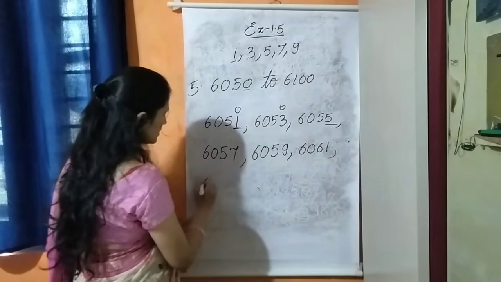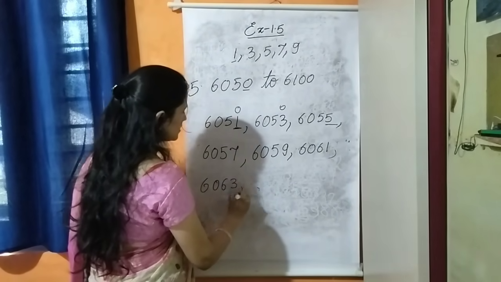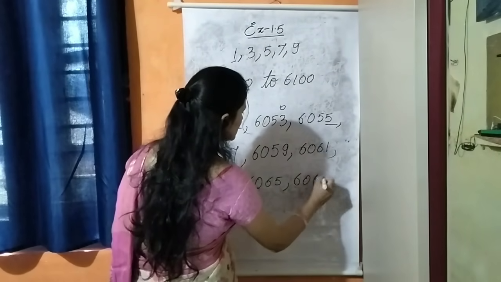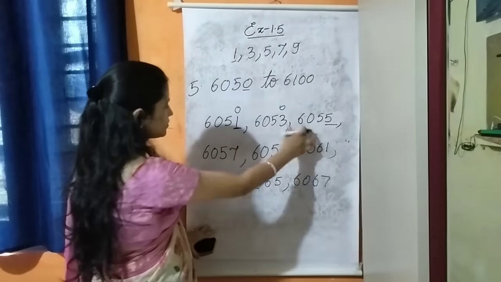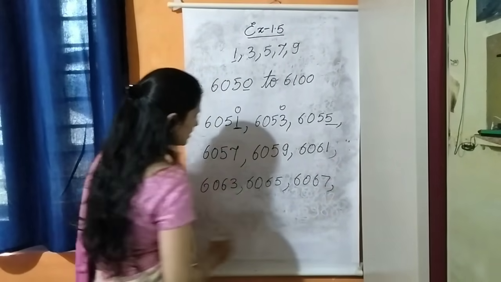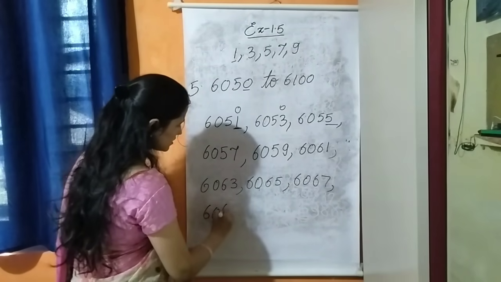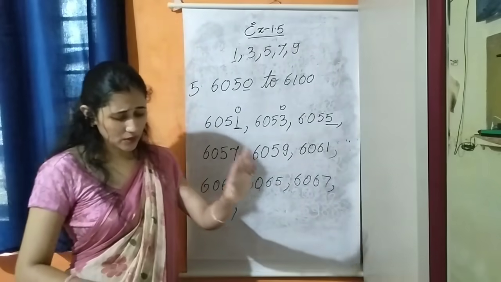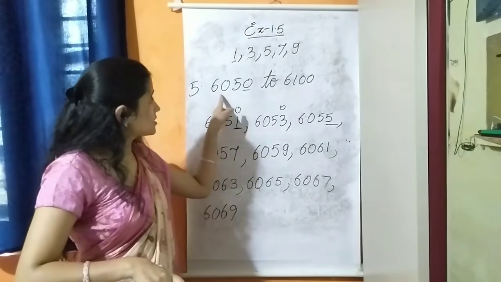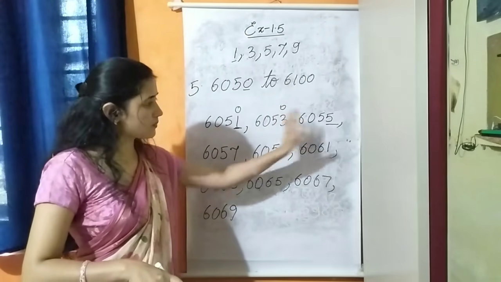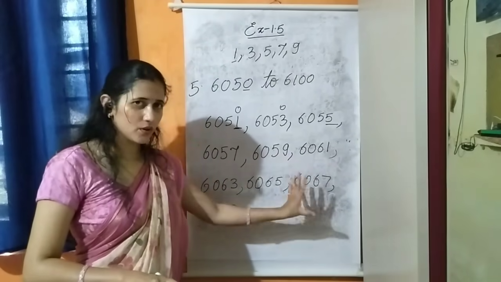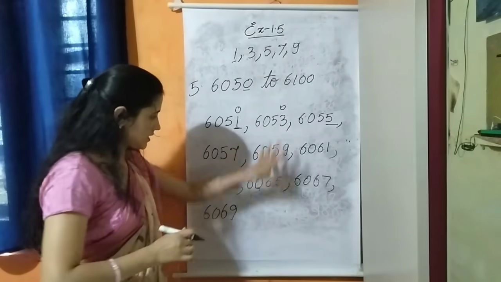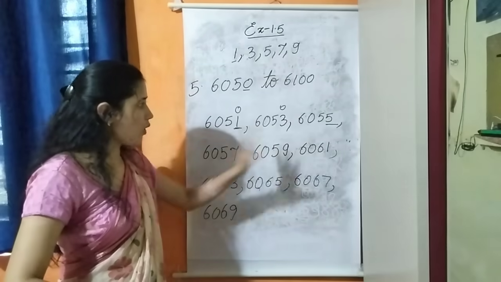Then 6,061, 6,063, 6,065, 6,067. How many have we written? 1, 2, 3, 4, 5, 6, 7, 8, 9. And then last, 6,069. Any 10 you have to write between 6,050 and 6,100, but we have written them in an order. These are the 10 odd numbers in order that we have written.